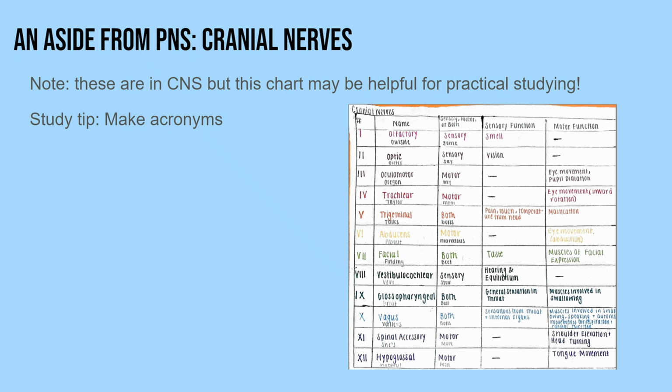This is just a quick aside. The cranial nerves, I don't think you have to know for lecture. I could be wrong, but you definitely have to know them for lab, for the practical. So this is a chart that I made when I took the course. If you want to reference it, I just put it in the slides. Study tip is to make acronyms. You guys have definitely done that before, but just a reminder because I always forget that that's a good way to study. So mine are on there. They probably don't make sense, but they're made if you want an acronym for the cranial nerves.